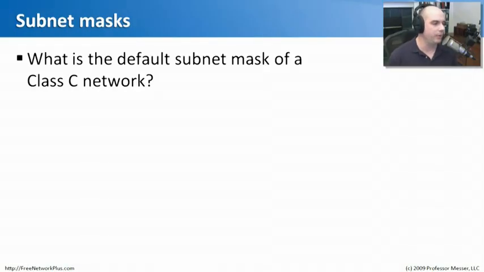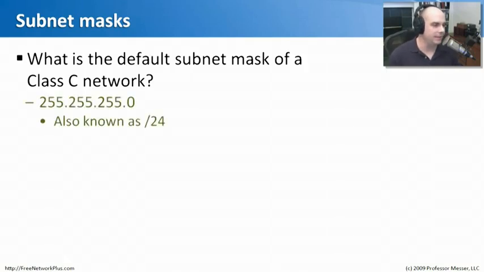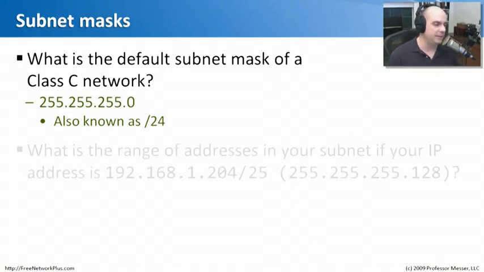So let's see how well we remember some of these things. What is the default subnet mask of a Class C network? If you remember our class-based networking, we had a Class A, a Class B, and a Class C. So what is our Class C subnet mask? If you recall, it's 255.255.255.0. If we were to write it out in classless CIDR block notation, we could write it as a /24. So if somebody says you have a Class C subnet here, that's what they're referring to as that subnet mask.